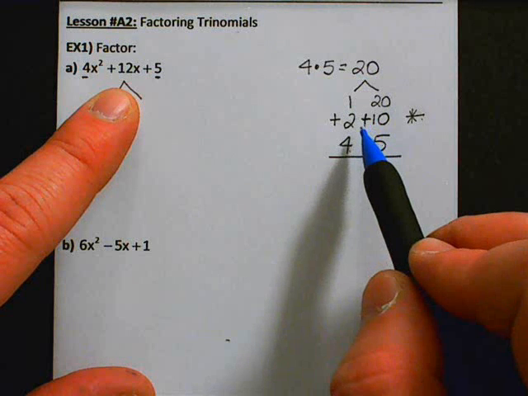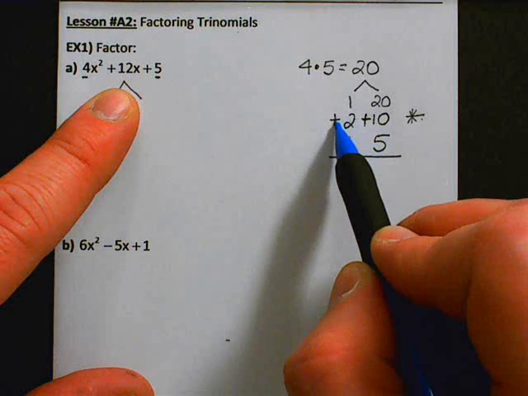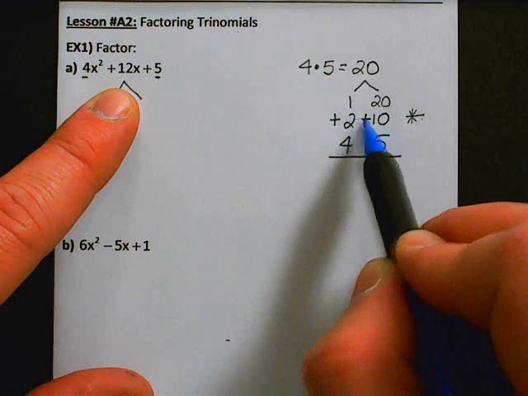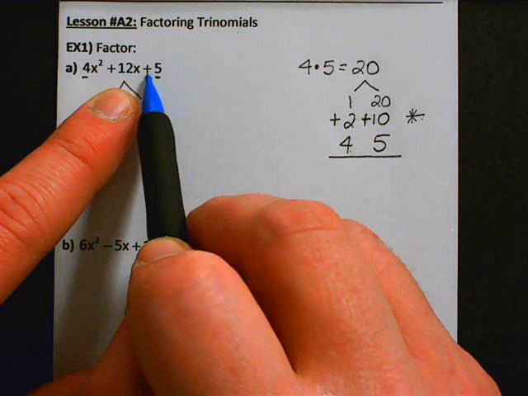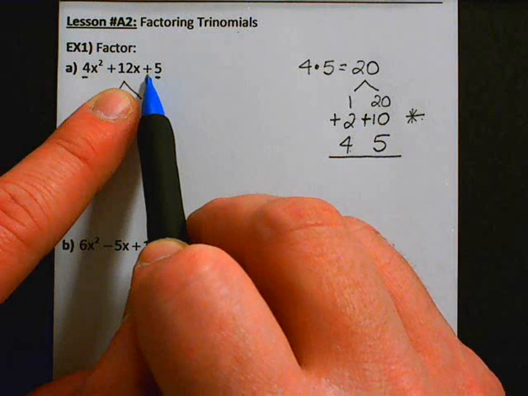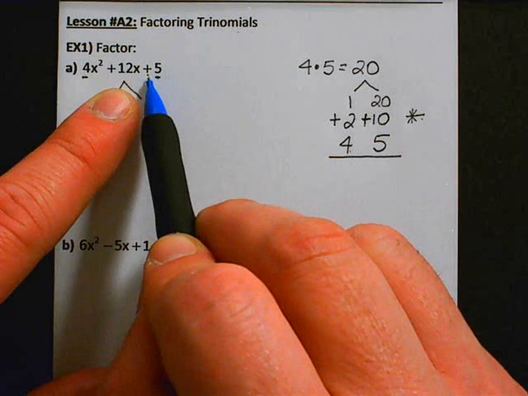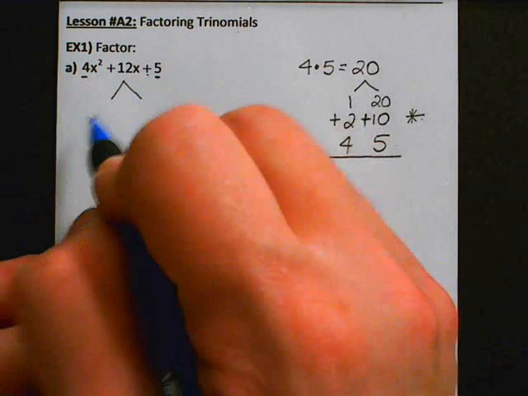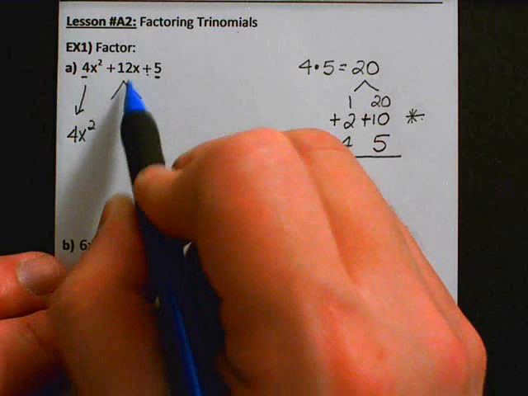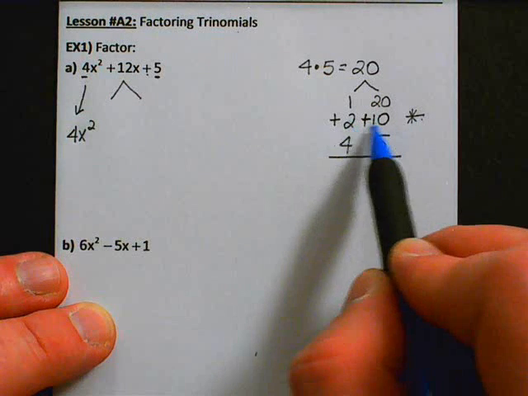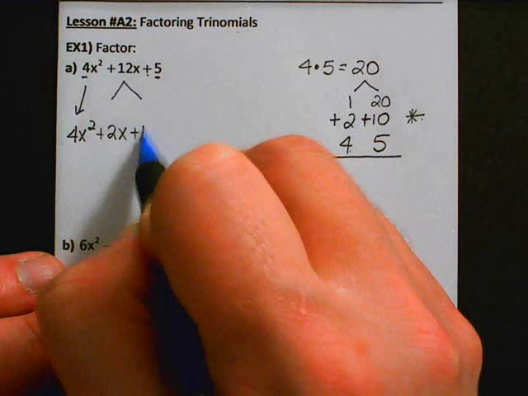Final check and final question. When you take these signs that we wrote right here and you multiply a positive times a positive, does it give me the same sign as the last term of the trinomial? And yes, it does. A positive times a positive equals a positive. So that works. So that means you're going to come over here and copy the first term. When you get to the second term, you're going to split it into these two numbers, positive 2x and positive 10x. And you're going to bring down the last term. So this would be positive 5.